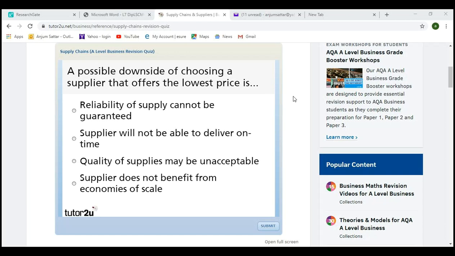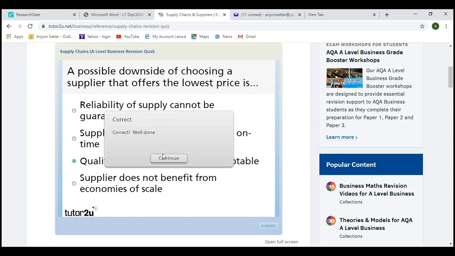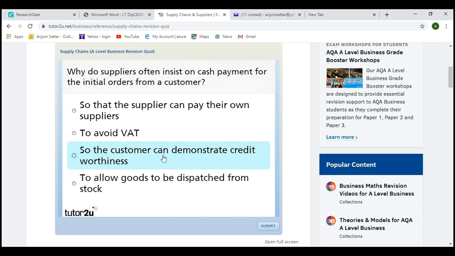Next, please. Quality of possible supplies may be unacceptable. Third option, quality. Good. Okay, next please. Why do suppliers often insist on cash payment?